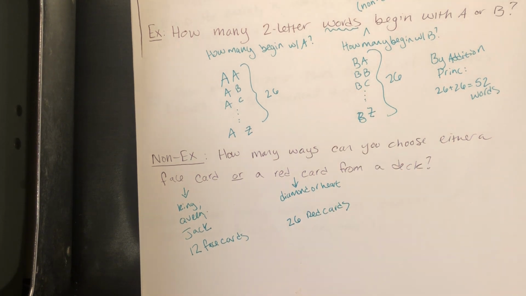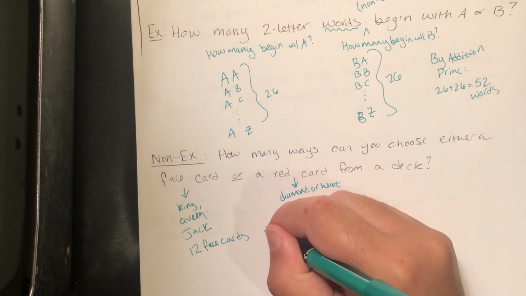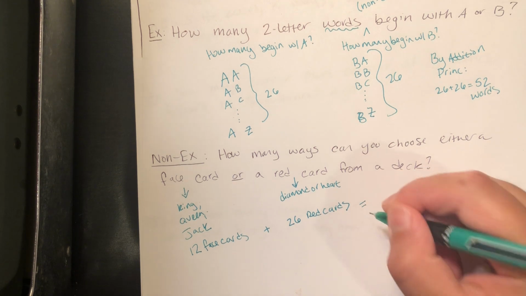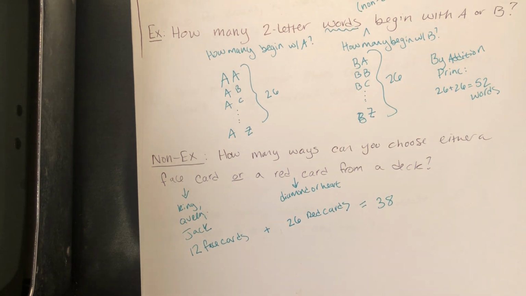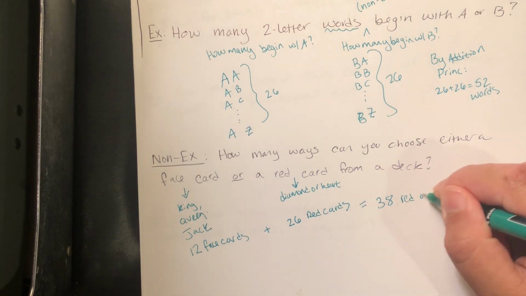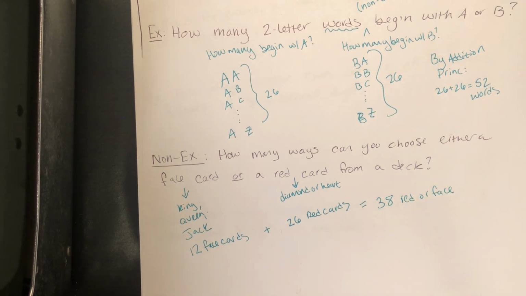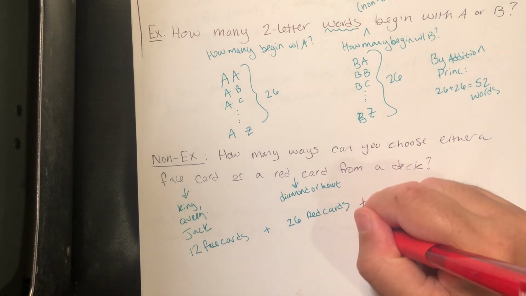All right, and so since this is an or statement, how many ways can you choose a face card or a red card? You might be tempted to say, well, there's 12 face cards, there's 26 red cards, so that adds up to 38 that are red or face. Unfortunately, this is wrong. This is not correct.